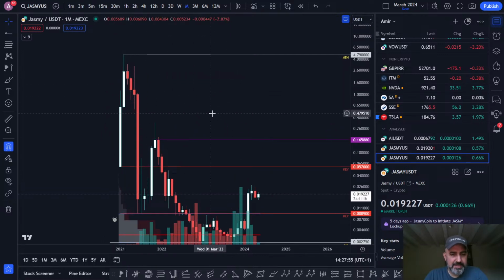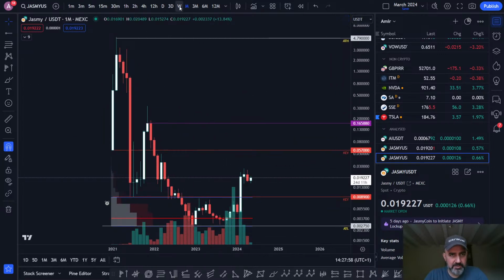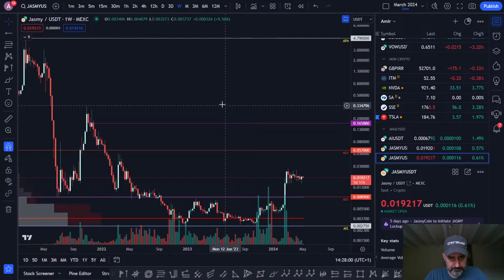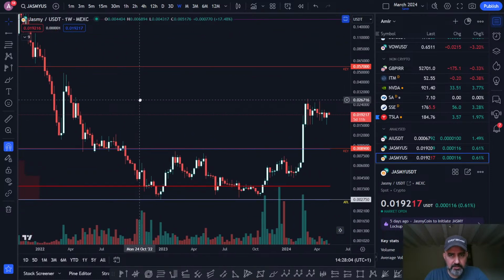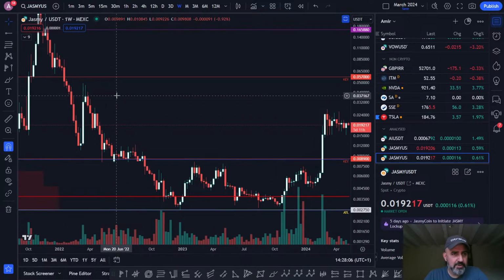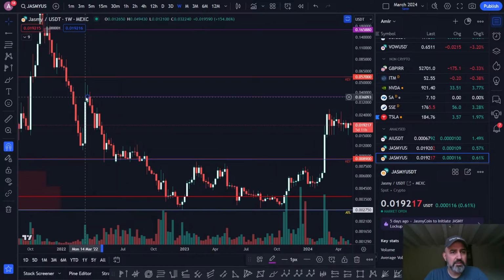There's one up there, but it's been taken. The liquidity's been taken. Let's go to the weekly time frame. There's a weekly level here and here. We've taken the liquidity there. We have another weekly level here.